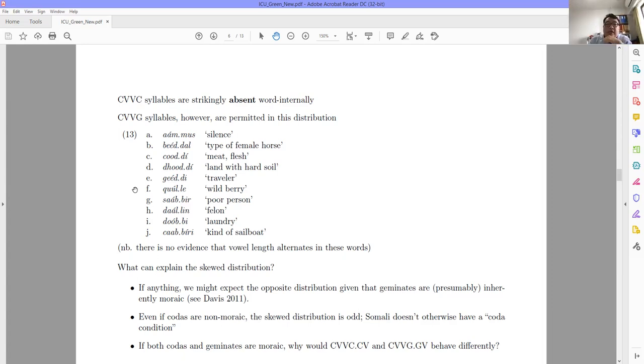The next question comes from Shigeto Kawahara, Keio University. Yeah, so while we are on this page, I was wondering if we could derive this difference between CVVC and CVVG in terms of possible differences in compression effects of non-geminate consonants and geminate consonants. If geminates do not shorten the preceding vowels, the contrast between the short and long vowel won't be endangered. Whereas if in CVVC the non-geminate consonants do shorten the preceding vowels, then that would endanger a short-long vocalic contrast, and that could explain the difference between the two types of patterns.